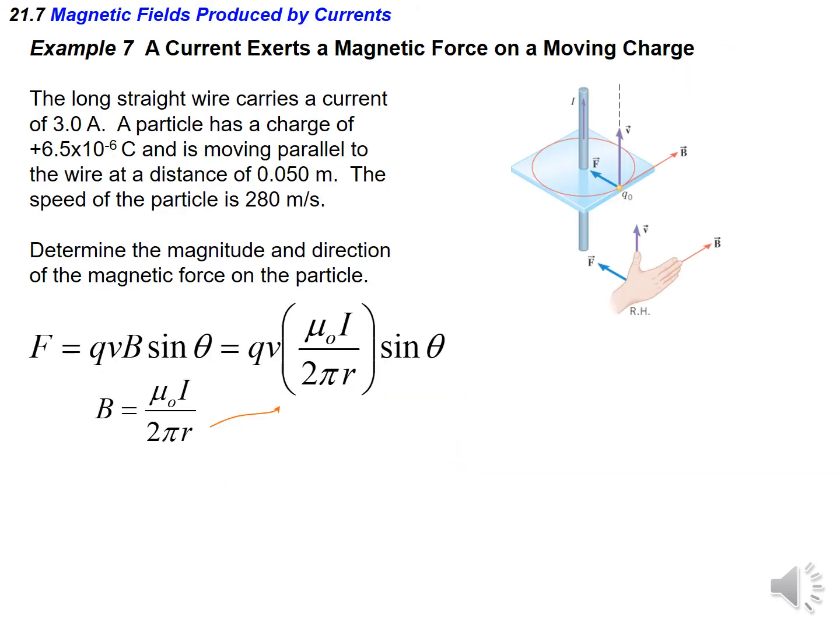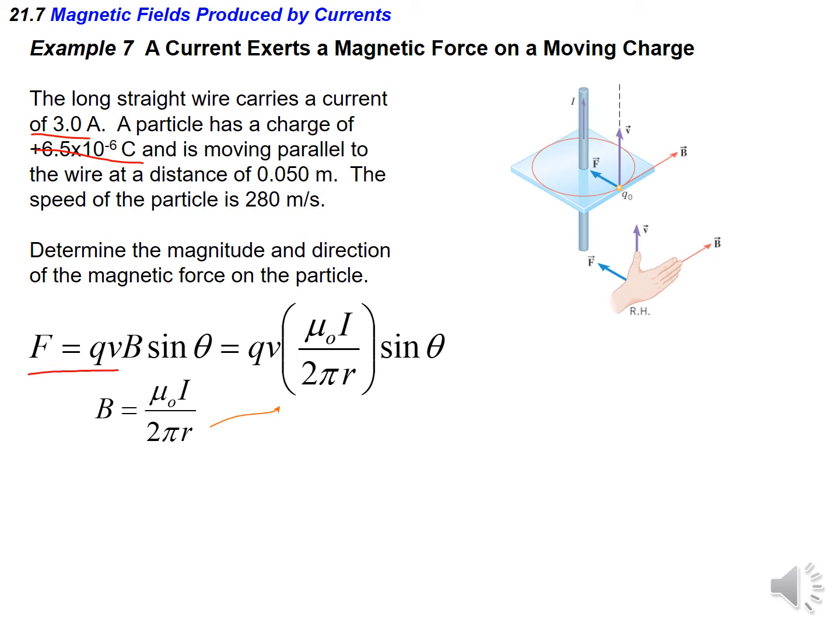So current exerts a magnetic force on a moving charge. So still, this is an example about a long straight wire. It carries a current of 3 amperes. A particle has a charge of 6.5 times 10 to the negative 6 coulomb and is moving parallel to the wire at a distance of 0.050 meter. So the speed of the particle is 280 meter per second. So the question here is, what is the magnitude and direction of the magnetic force on the particle?